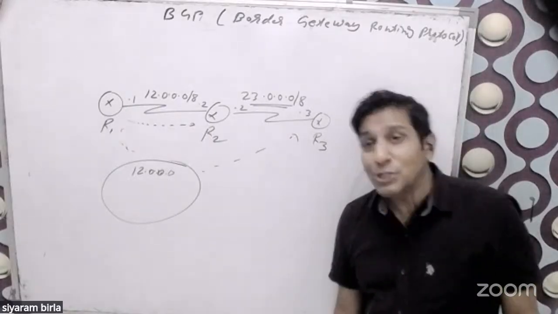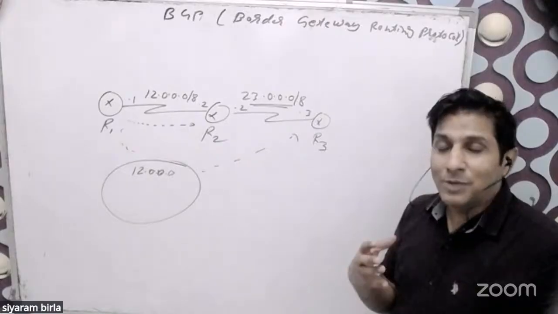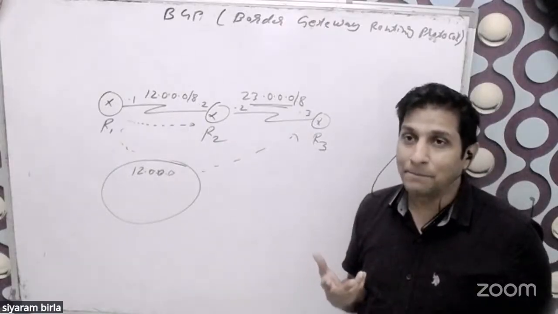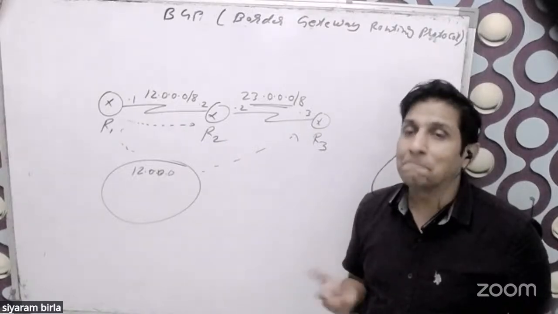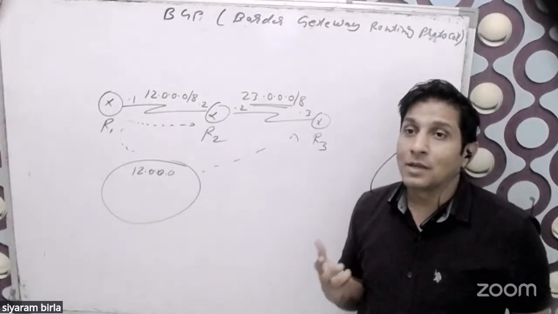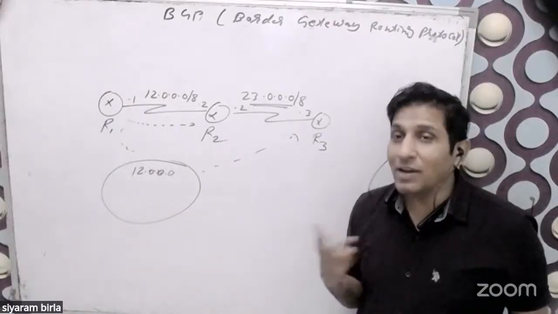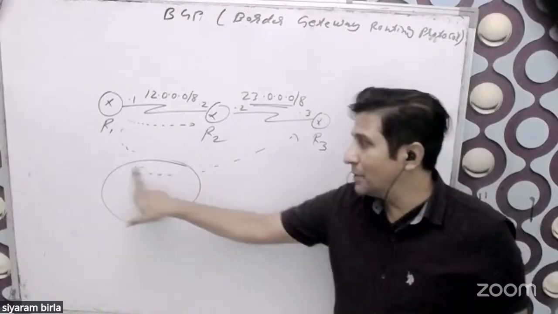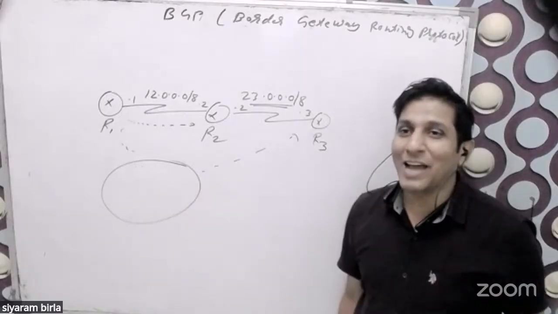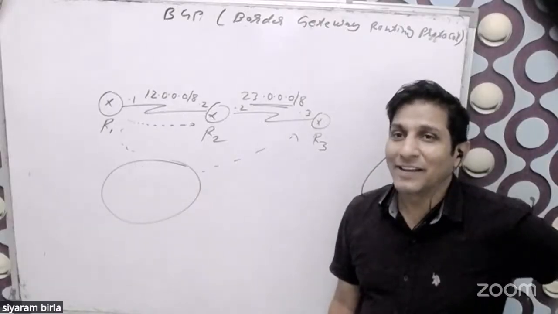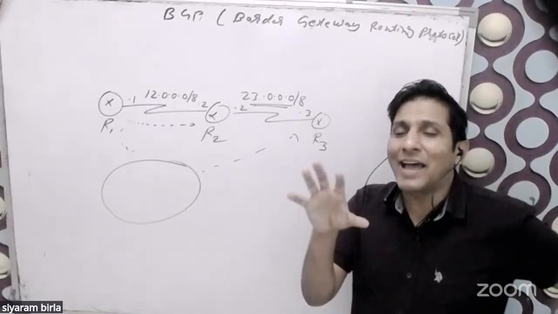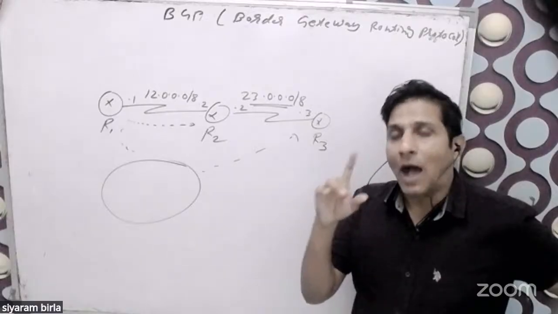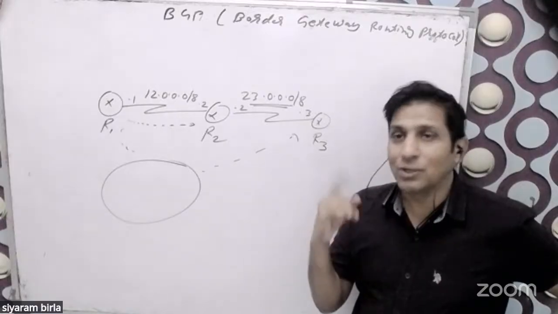But BGP does not send a hello message. I'll explain about the open message in the next lecture, tomorrow's lecture. In the open message, the network IP is not going. The network IP is not sent. The open message is similar to the hello message, but there is a difference. I'll explain it in the next lecture tomorrow.